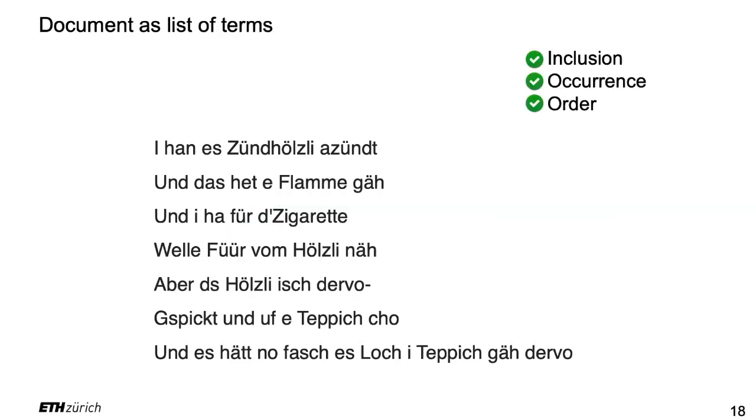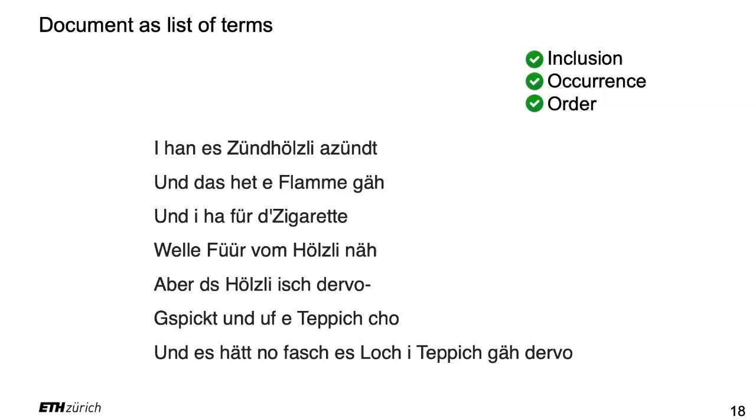So the three things that we might be interested in between a document and a term are inclusion, whether or not a term appears in a document. Second, the occurrence, the number of times that it appears in a document. And third, the order in which it appears in the document. Note that if I have all three of them, I have all of this information here, I can actually reconstruct the document. I know exactly how many times, the number, the order in which they appear. I do have the original document, so I didn't actually lose any information.